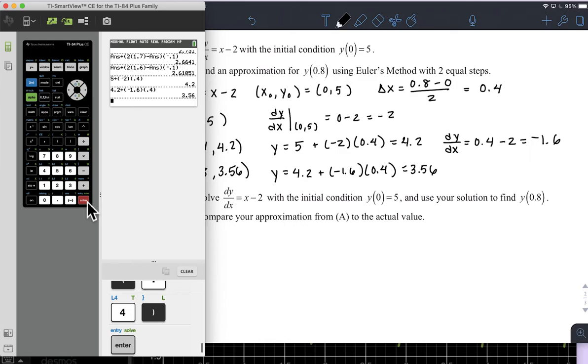Right, so if I wanted to write a little statement, I'd say at x equaling 0.8, y is approximately 3.56 using Euler's method. Okay, so in part B it says to actually solve it using that initial condition, and we're going to find the actual value at 0.8, and then we're going to compare it. So we're going to find our error amount, in other words. So if I know that dy/dx equals x minus 2, I can separate my variables by just multiplying both sides by dx and then integrating.